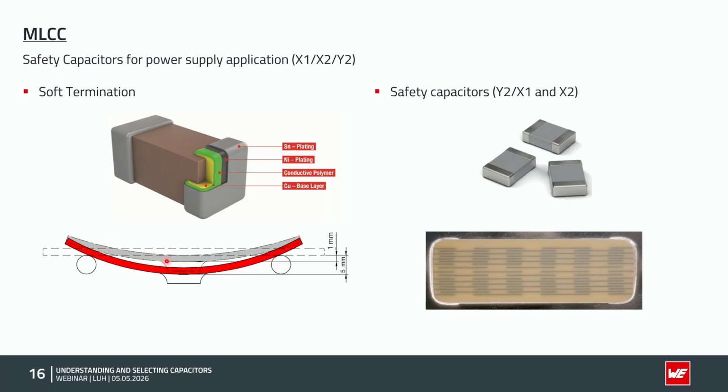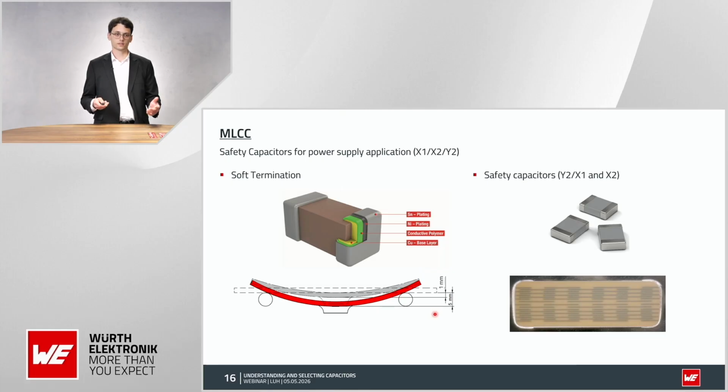So therefore, what we also confirm in the datasheet, for example, the capacitor is soldered here on the bottom of the PCB. The PCB has a length of 10 centimeters. Then it's possible to bend it by 5 millimeters, and the component still needs to fulfill all the specified parameters. So this is something we also confirm on our datasheets for this soft termination CSST capacitor.